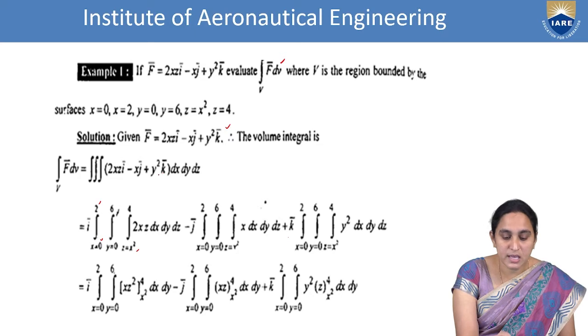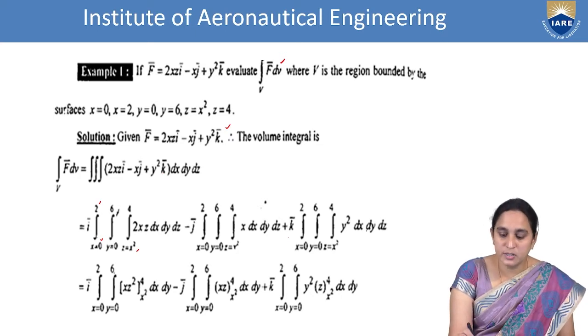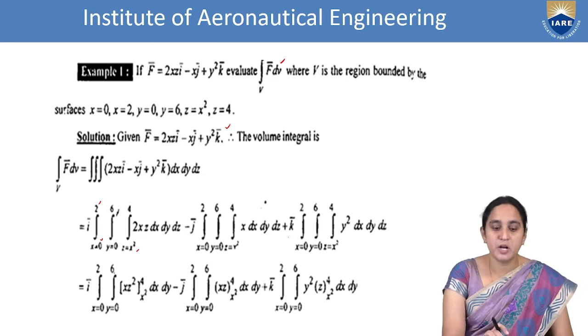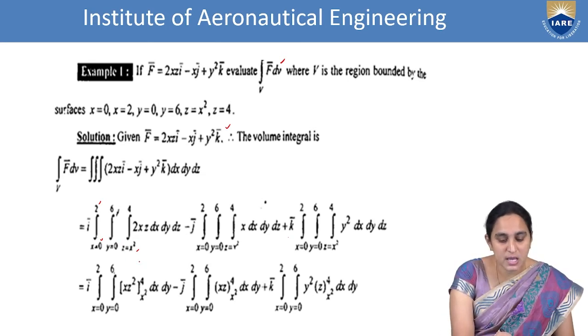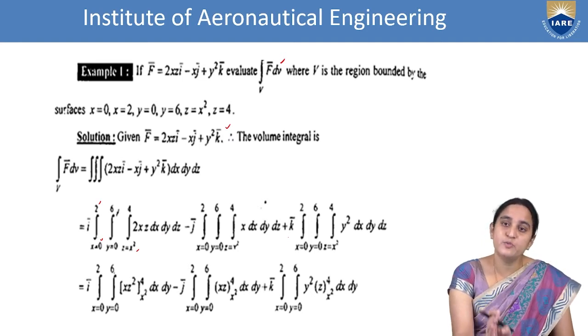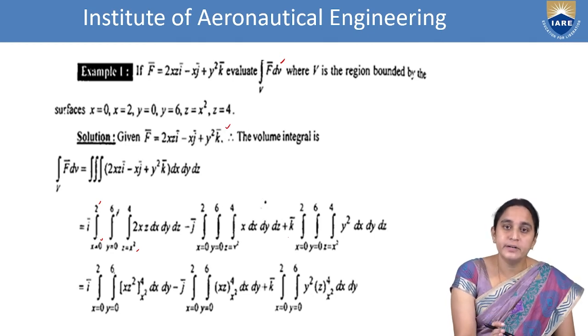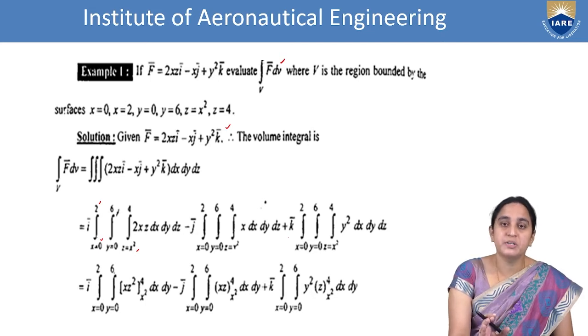Here the k bar coefficient is y square into dx dy dz. Now first I'll integrate with respect to z. Why? Because the z limits are in terms of x. For the triple integral dx dy dz, the main concept is first integrate with respect to z, after that integrate with respect to y, and after that integrate with respect to x. That's the concept of the triple integral.